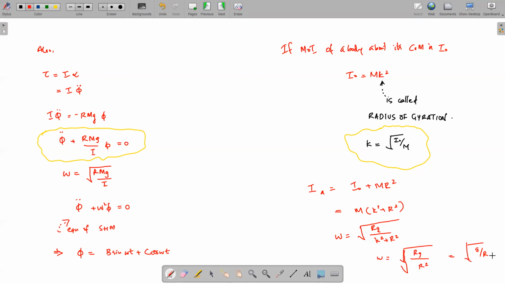Okay. So that is it about the simple pendulums and pendulums in general, that is physical pendulum and simple pendulum.